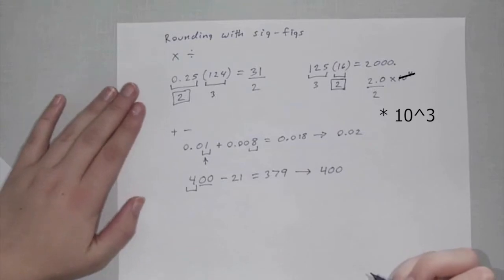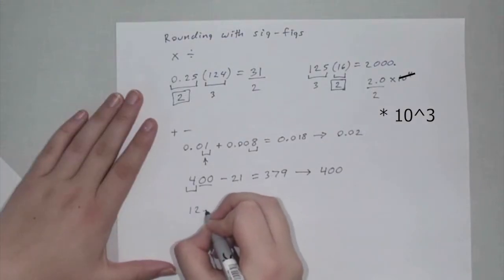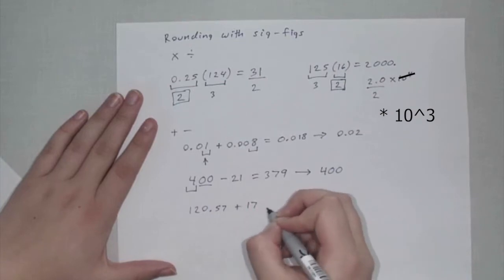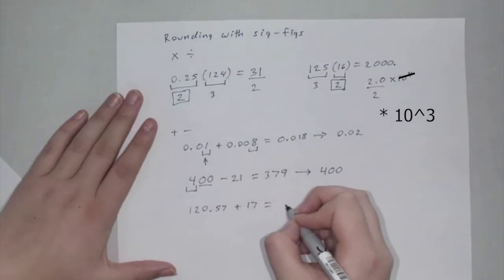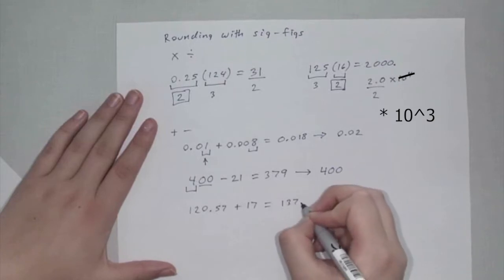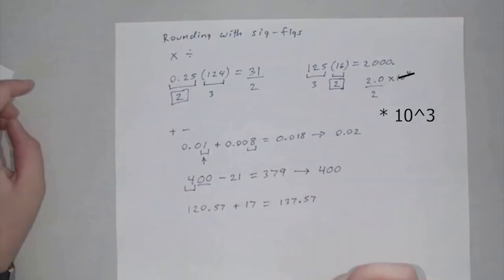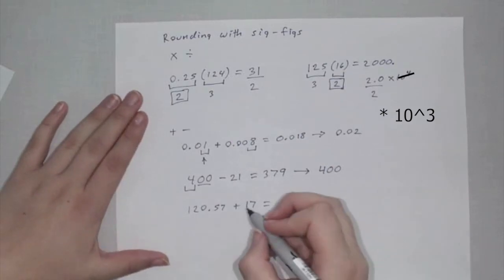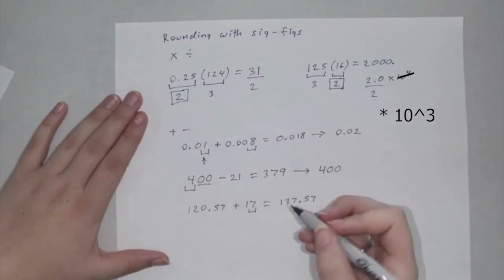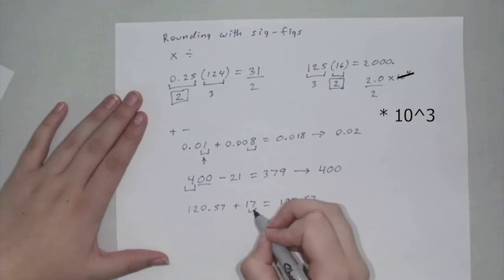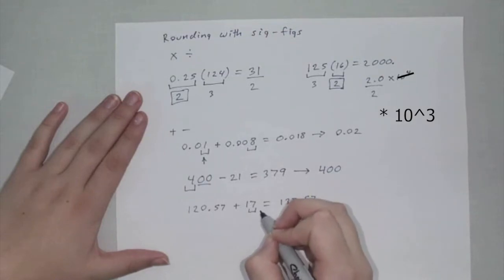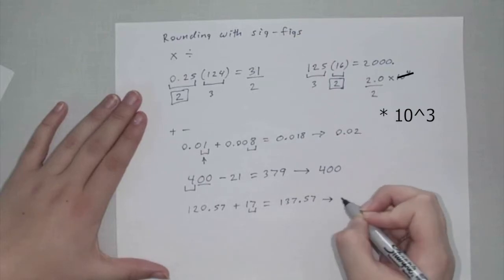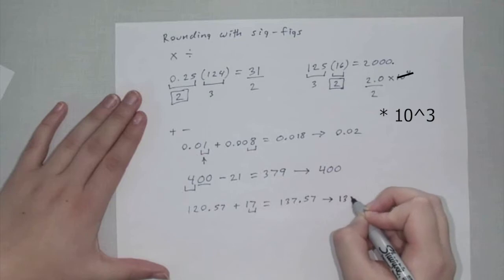So another example, if we want to add 120.57 to 17, again, the true answer that we get out of that is 137.57. The smallest order of magnitude that is significant within this calculation is the ones place of the 17, because there is no decimal place, there are no significant figures beyond the ones place. So this answer must be rounded to 138.